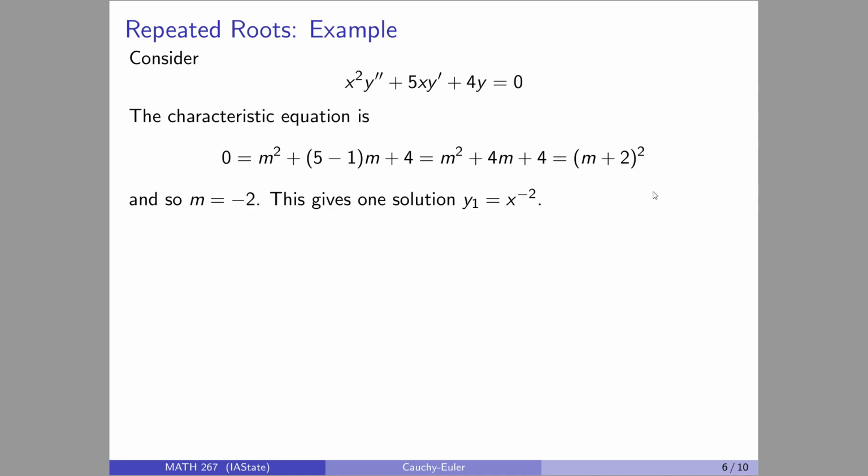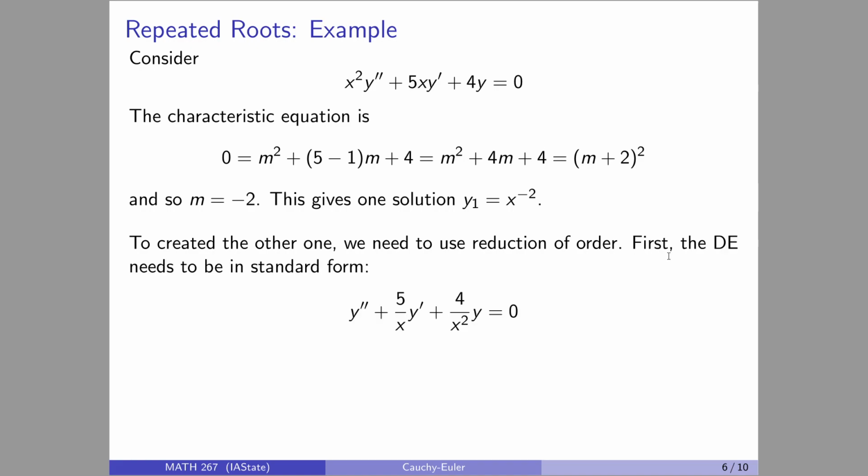y equals y1 is x to the -2. So hey, second order DE, I have a solution. I know how to find another one. I can use reduction of order. Now, the thing I need to remember about reduction of order, it's been a while, is that I need my DE to be in standard form, which means I need to divide out this leading coefficient. Okay, so we need to get the DE in its standard form.